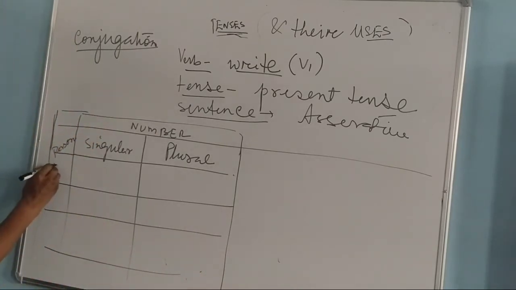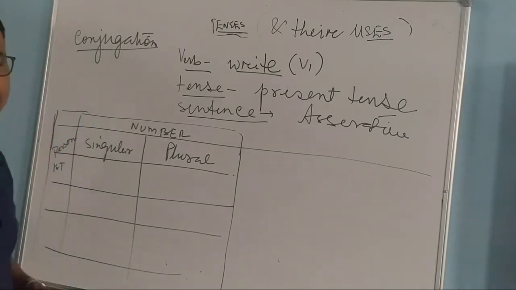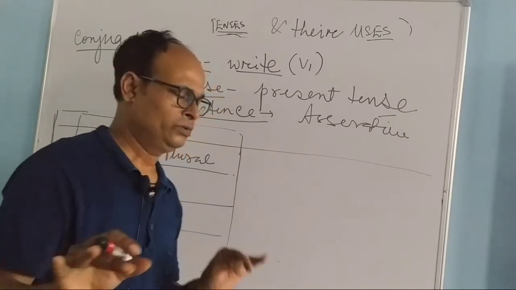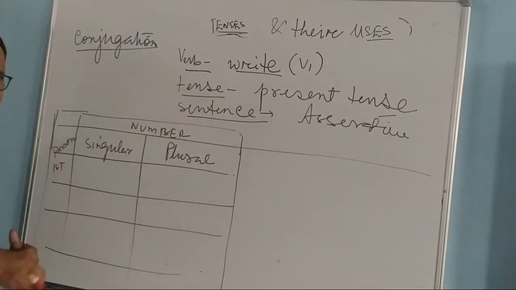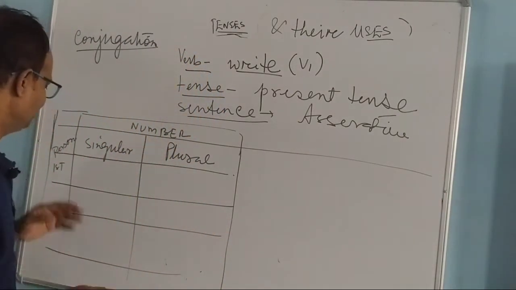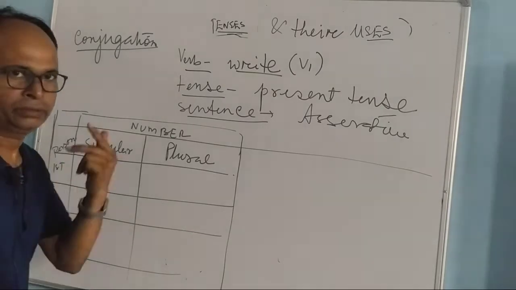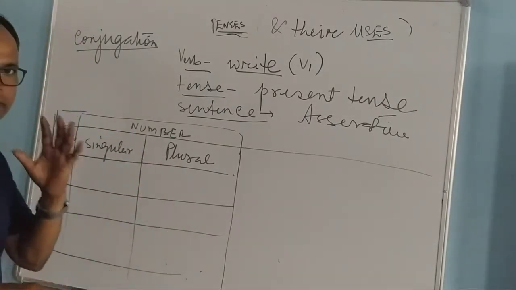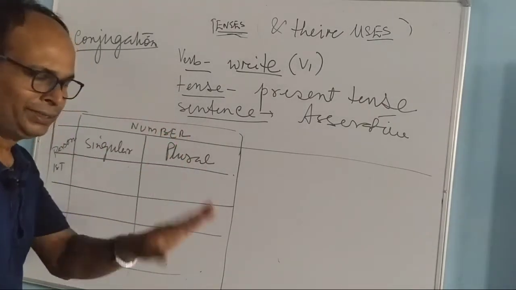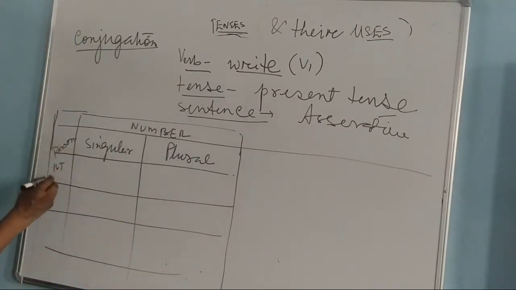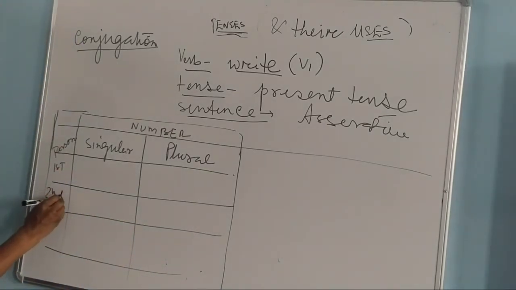So, person, my dear children, how many persons are there? There are 3 persons. First person, I and we. Second person, you. Third person, he, she, it, they. Therefore, first person, second person and third person.